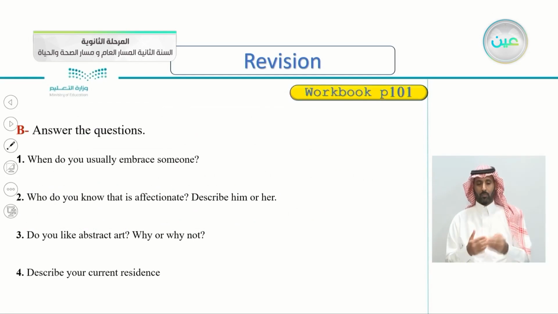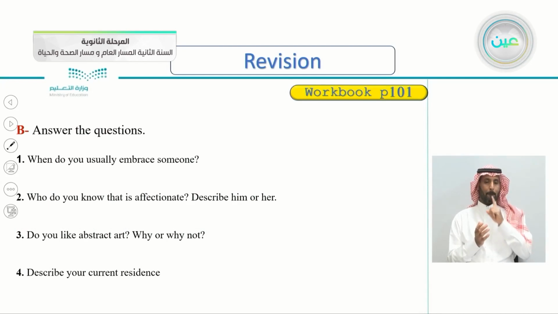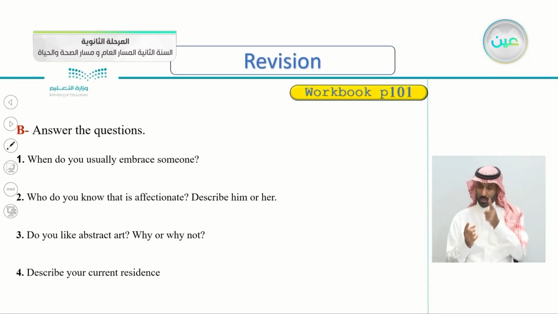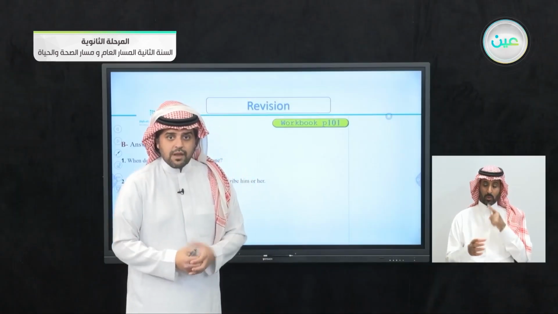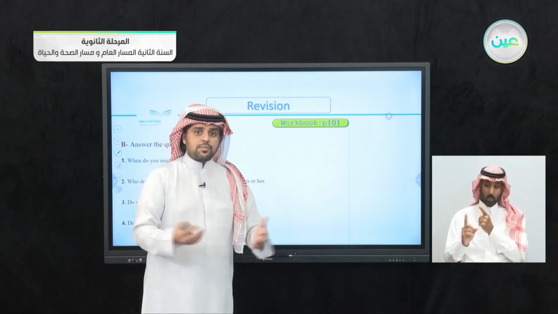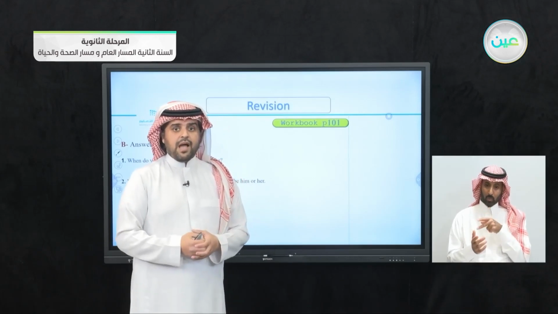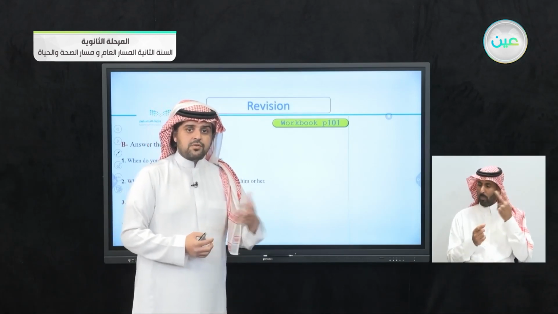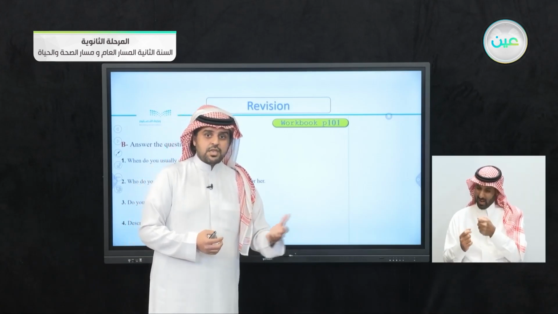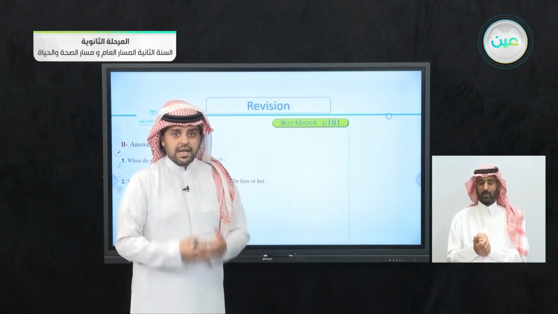So continuing here with exercise B, page 101. Answer the questions. When do you usually embrace someone? You can answer the questions with whatever you like. There's no wrong or right answer. Like hugging someone. Yes, maybe when you haven't seen someone for a long time and then you see him, because you miss him, of course, you go and embrace him and hug him.